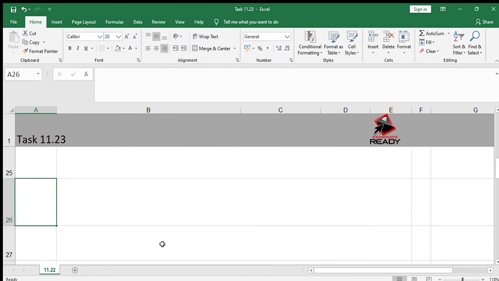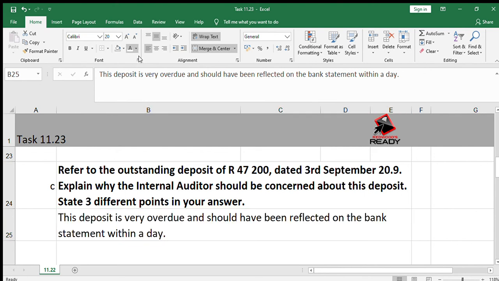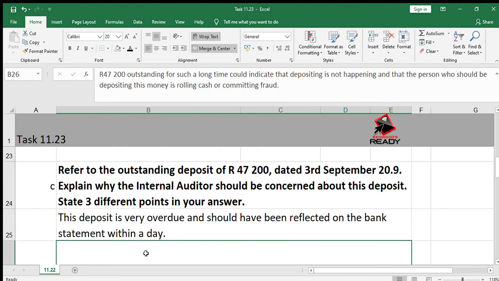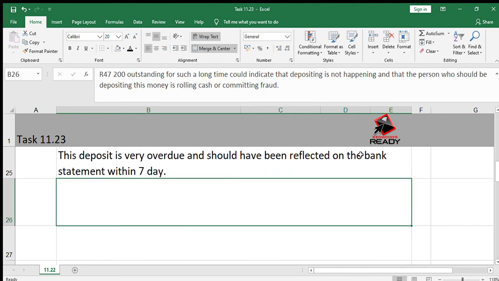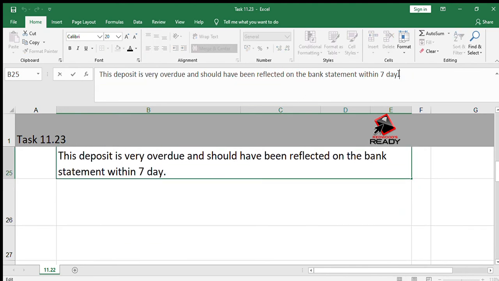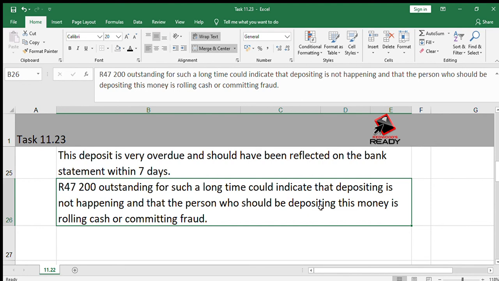Okay, so let's just see how we're going to answer that. Remember, you have to state 3 different points in your answer. So the deposit is overdue and should have been reflected on the bank statement within a day, or at least within the 7 days. Let's say within 7 days. Deposits do take a few working days to clear, especially if they're made on a Friday or a weekend or before public holidays, etc.